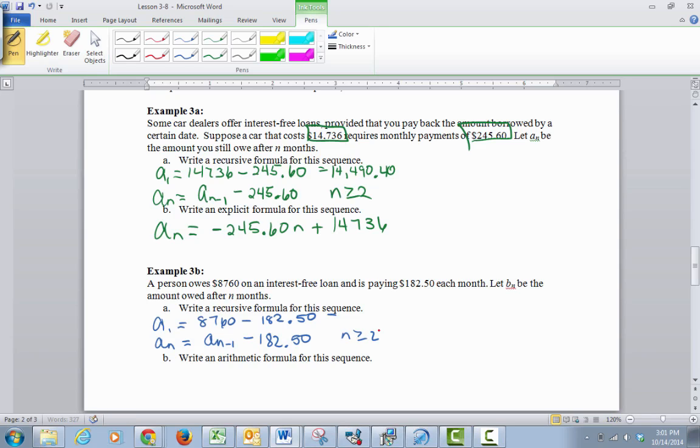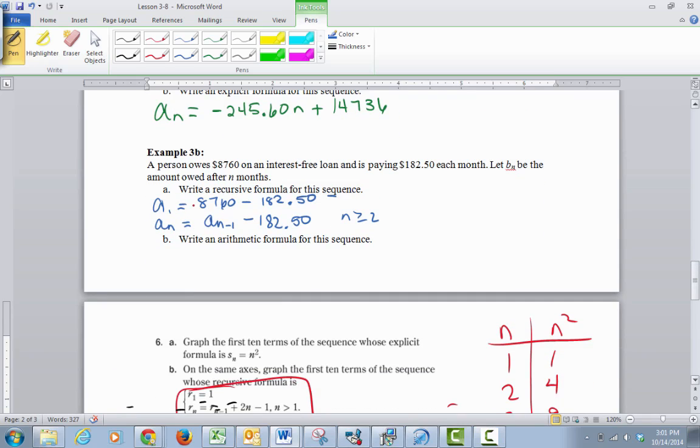All right. Now I also want to make the explicit formula, which happens to be, what's my slope in this case? Negative 182.50 times n. Good. And then what's my original? Yep, 8,760. Good. You guys are good. Okay?